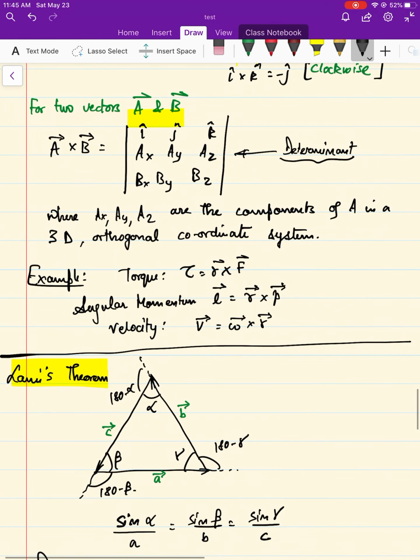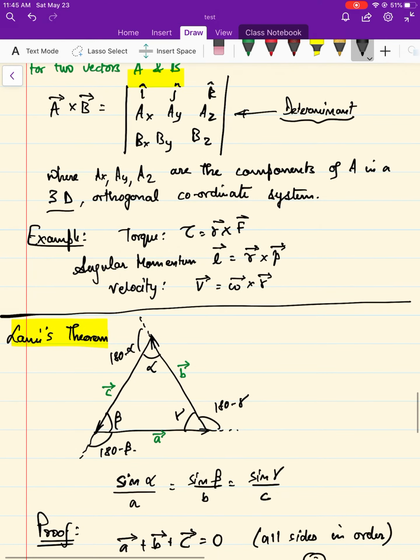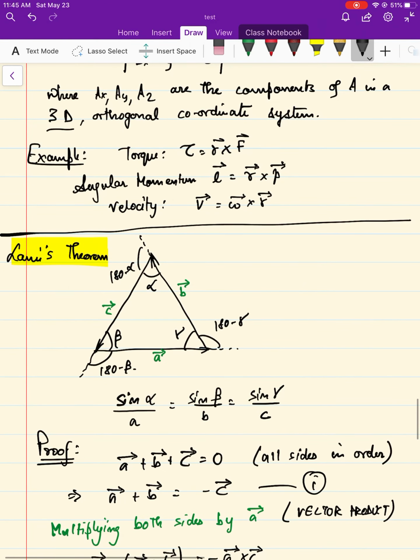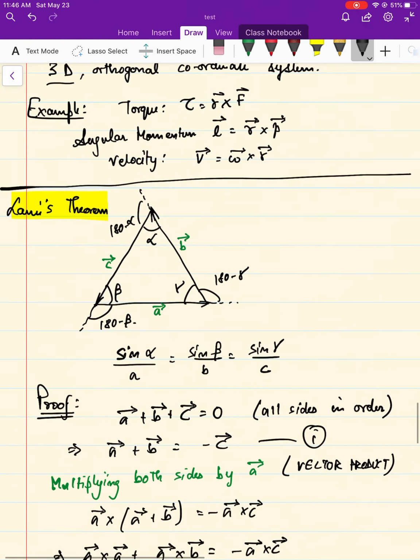So we see that AX, AY, AZ, BX, BY, BZ are the components of A and B respectively in the 3D orthogonal coordinate system. I highly encourage you to derive these things and try to convince yourself that A cross B essentially gives this expression so that you can calculate problems when you go into more complex topics. As I've mentioned already, torque, angular momentum, velocity, these are all examples of axial vectors or vectors which are obtained from a cross product operation.